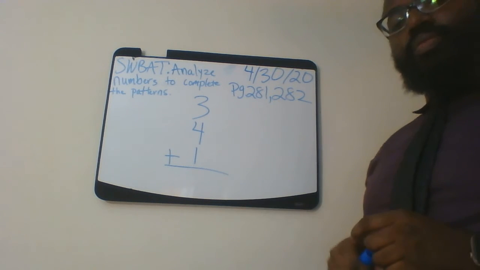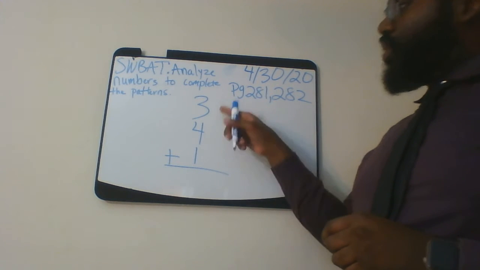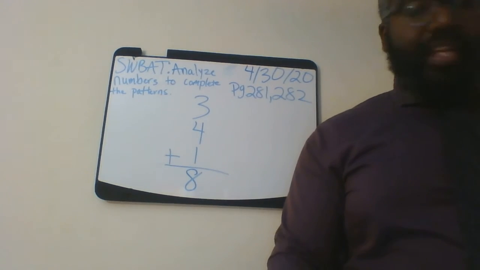Next, what is 7 plus 1? That is 8. So 3 plus 4 is 7, and 7 plus 1 is 8. Alright, let's go over to the next problem. Let's look at number 3.